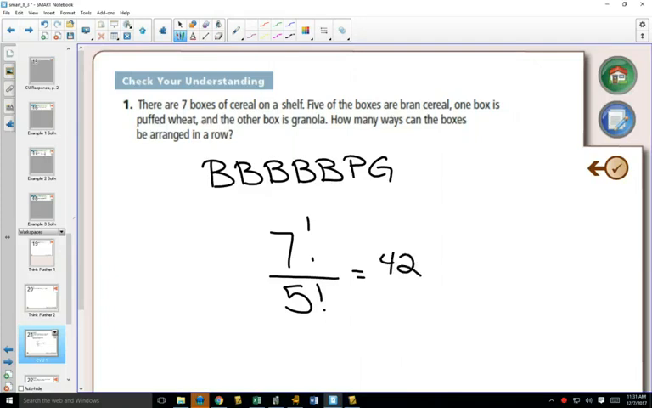The questions for this one are 3, 4, 5, and 6. And I'll let you practice those for a bit.